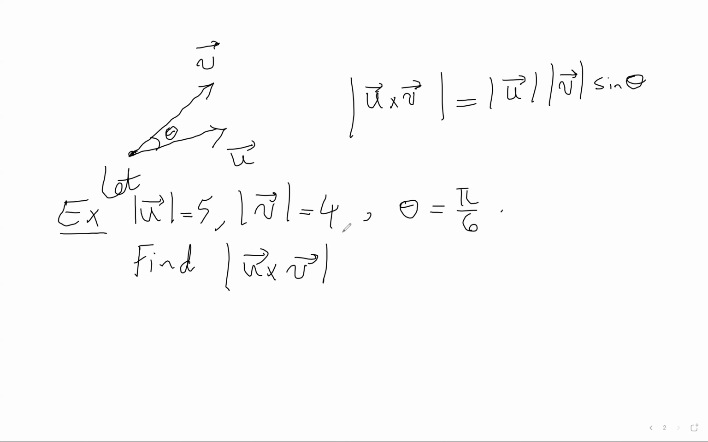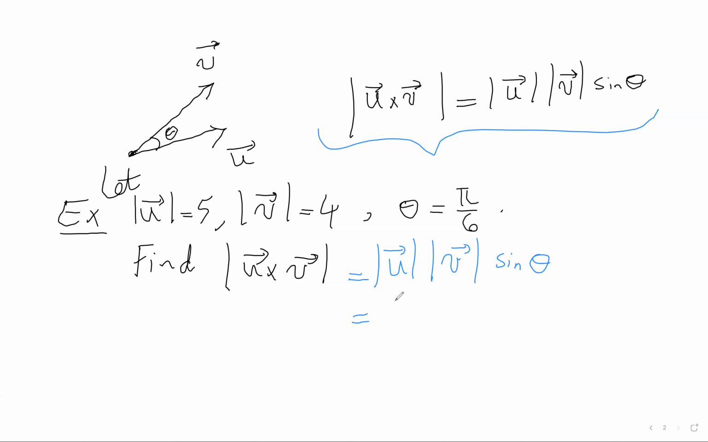That's an easy question. If you want, you can pause the video and do it on your own. To do that, we use the formula that you see on the top. Length of U times length of V times sine of the angle. In this example, length of U was 5 times 4. Sine of pi/6 is 1/2. So 5 times 4 times 1/2 gives us 10.